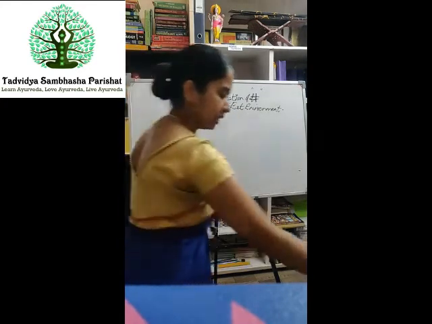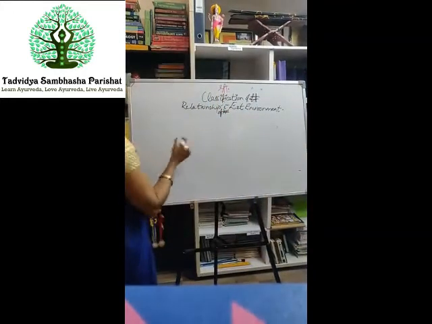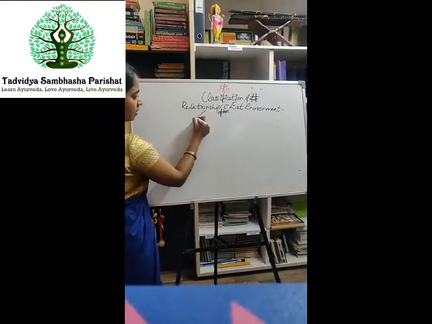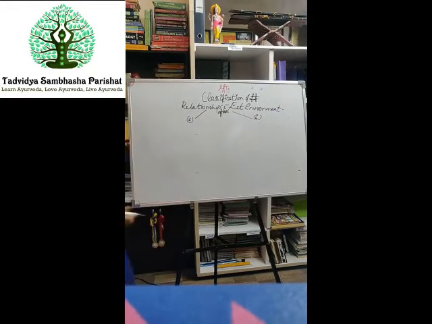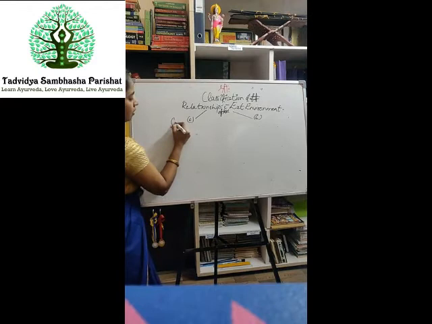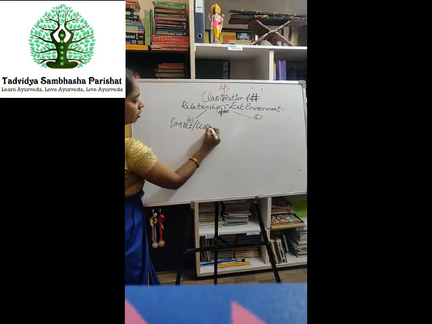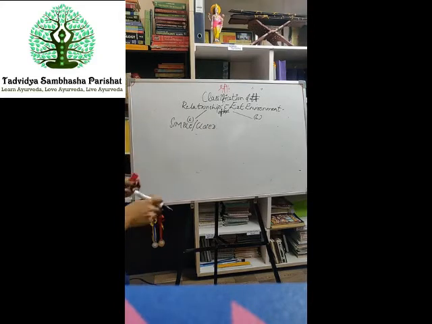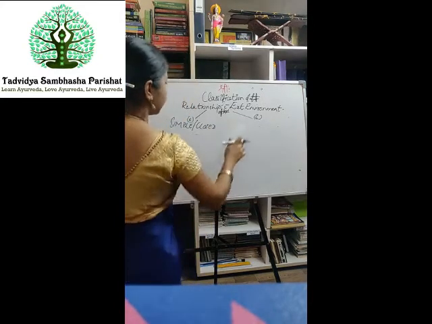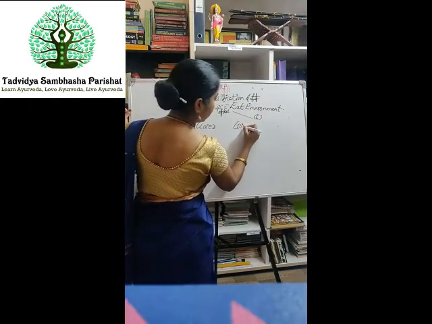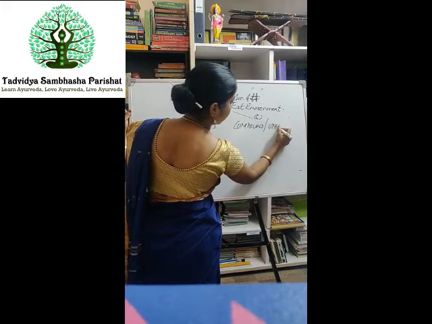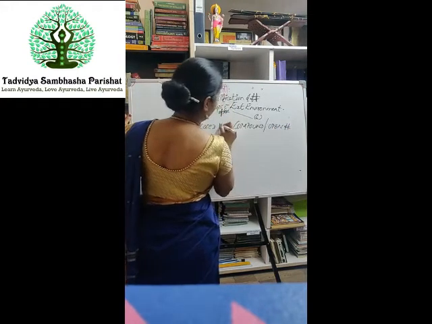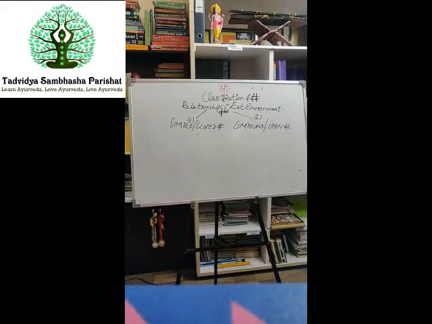So what happens here? We have two varieties again under this, A and B. In A, we have the simple or closed fracture. And here we have the compound or open fracture. So these are the two varieties.